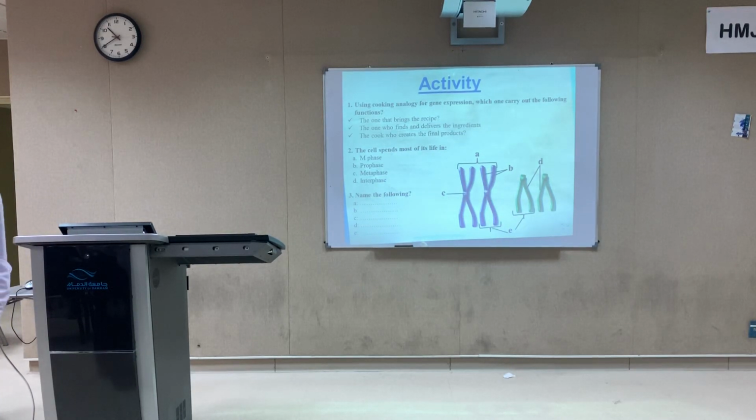Crossing over happens between what? In prophase, between two non-sister chromatids, remember? So these are non-sister chromatids, because they're from different chromosomes. These two are sister, and these two are non-sister. What about E?